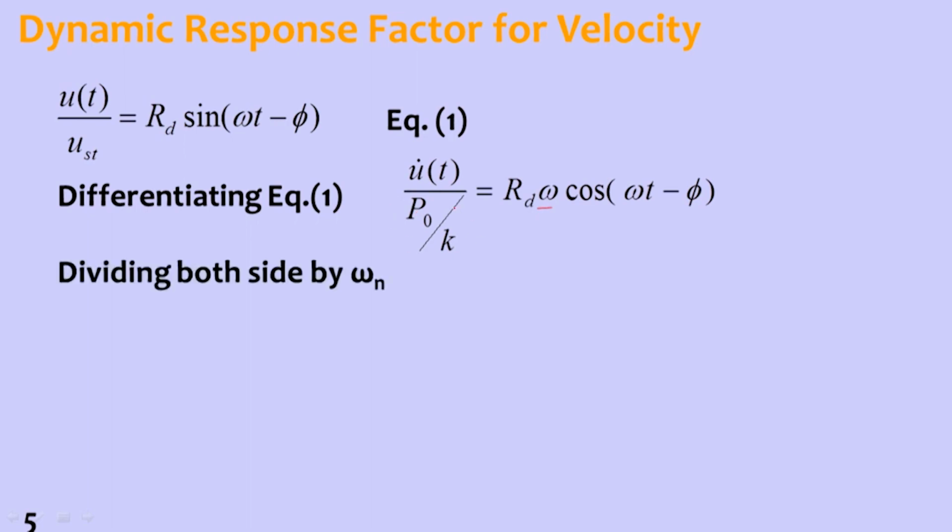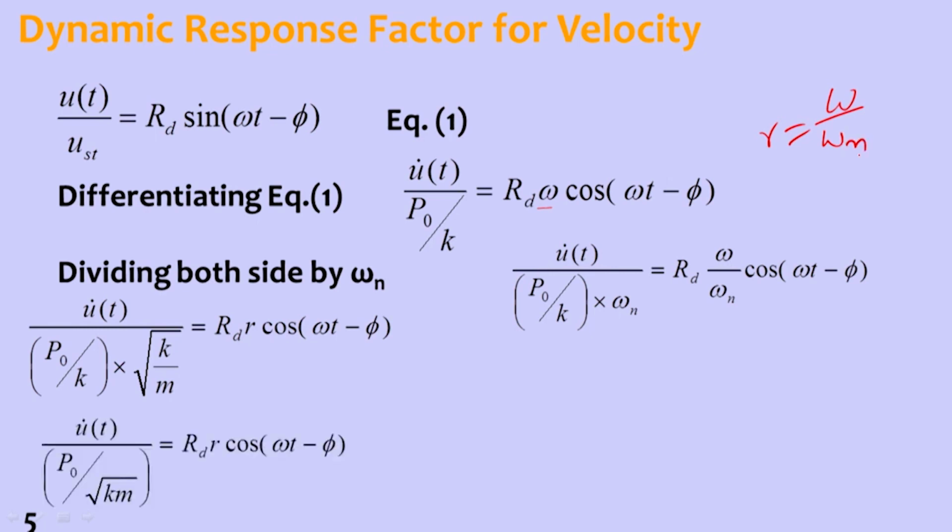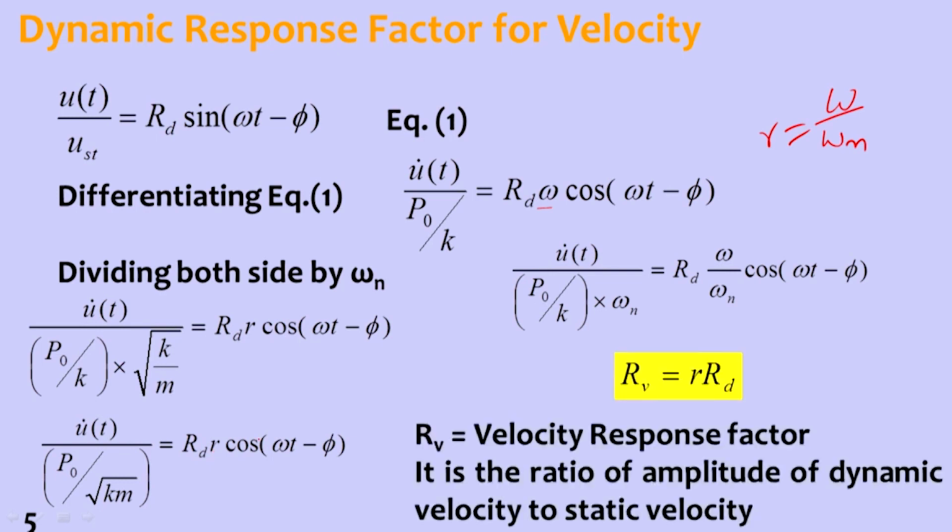If we rearrange these terms and divide by omega n, we get omega by omega n remaining, and p naught by k into omega n. Omega n is root of k by m, and we know omega by omega n is a ratio of frequencies. So r is equal to omega by omega n, the ratio of frequencies. So we can write u dot divided by p naught by root km is equal to Rd multiplied by r into cos(omega t minus phi).